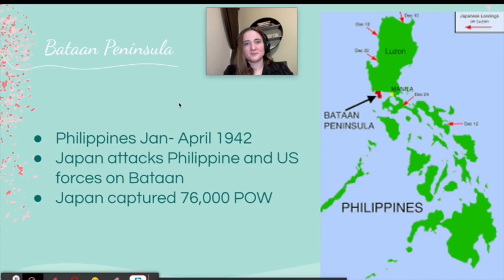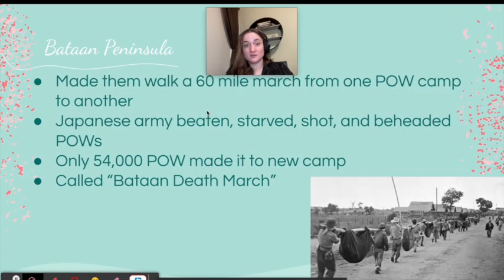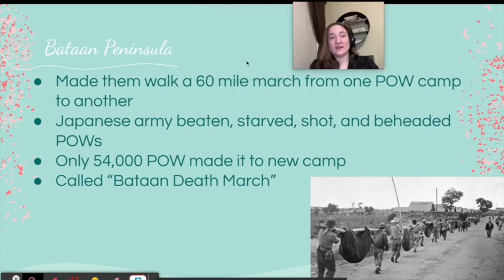So Philippines, between January to April of 1942, Japan attacks the Philippines and U.S. forces located here in Bataan. Japan captures 76,000 prisoners of war. That's a lot of people. So, what happens is that the Japanese army makes them walk a 60-mile march from one prisoner of war camp to another. During this time, the Japanese armies beat, starve, shoot, and behead any prisoners of war.